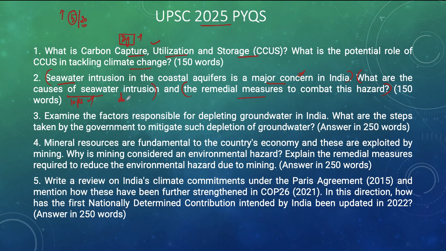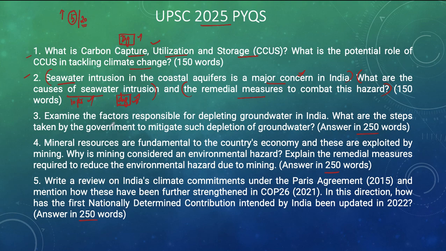With the help of diagrams, we need to present our answers, students. Coming to the third question, examine. The first two questions are 10 marker questions, so you can stick to 10 to 12 points at maximum. But when it comes to the remaining three questions, if you observe, they are asking 250 words, students. That means it's a 15 marker.